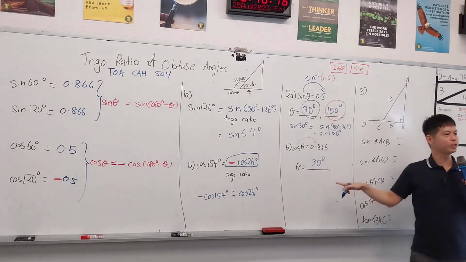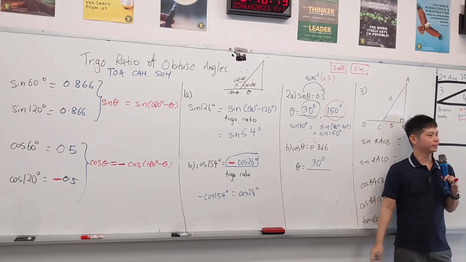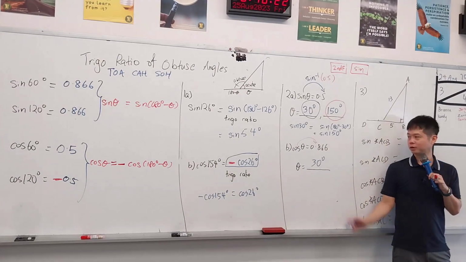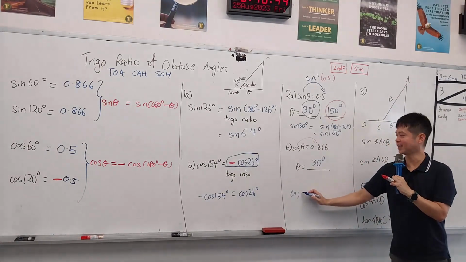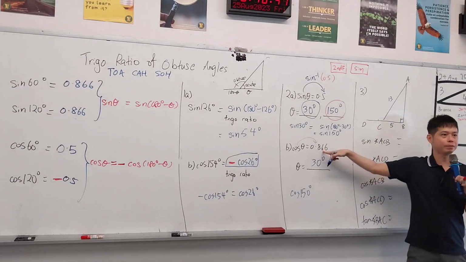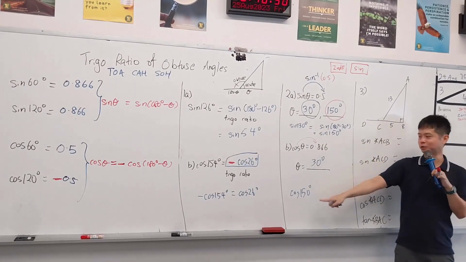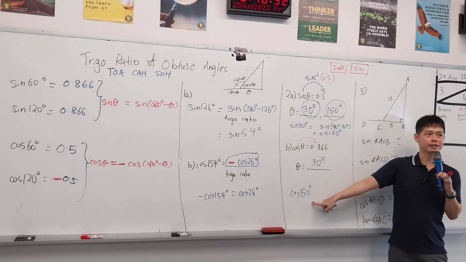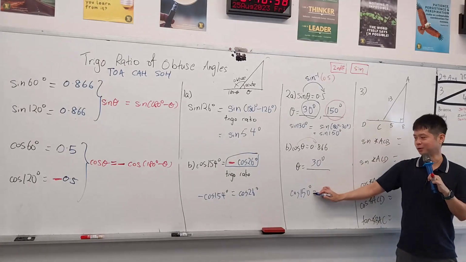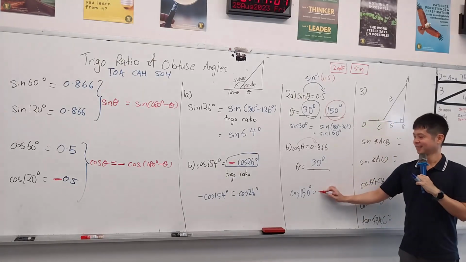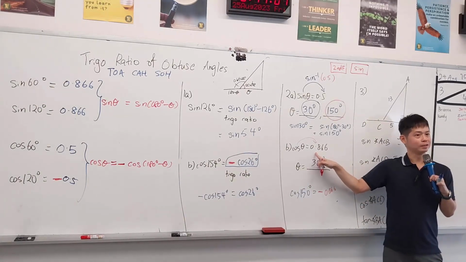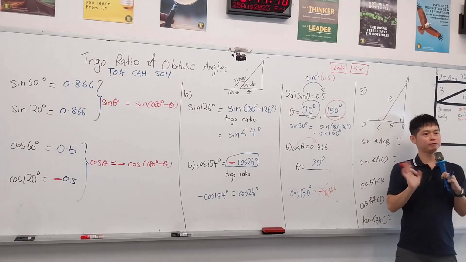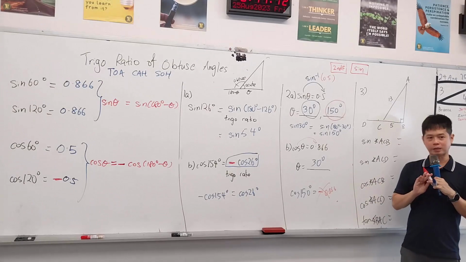30.0, right? So if there's only one answer space, do I need to minus from 180? You cannot minus from 180 anymore. So there's no answer space here. You know why? You try pressing cosine 150, you will not get this number here. I guarantee you. You press cosine 150. What will you get? Negative. You actually get negative 0.866. But the question is positive 0.866, right? So this is not what we want. We don't want negative 0.866. So that's why there is only one answer space.